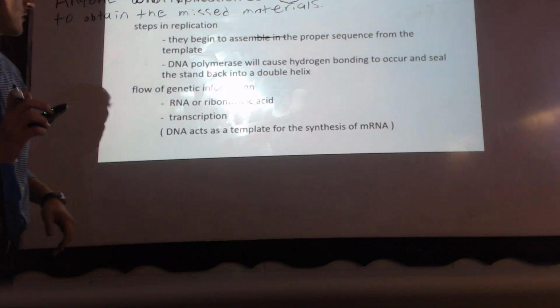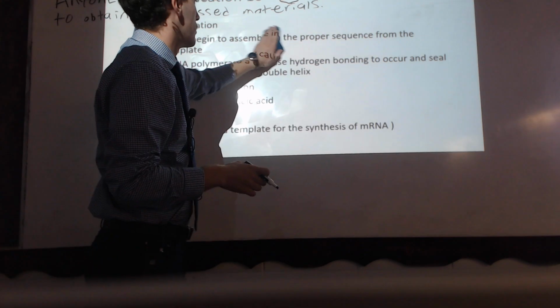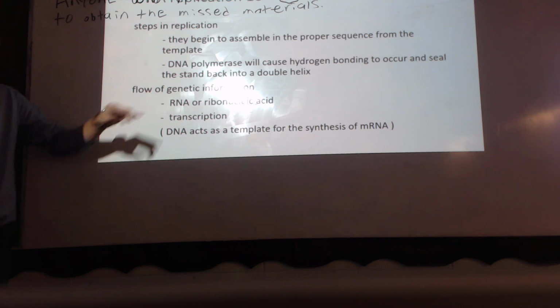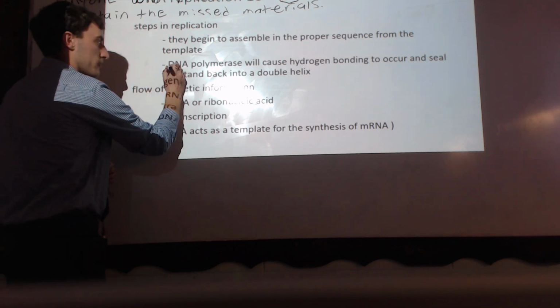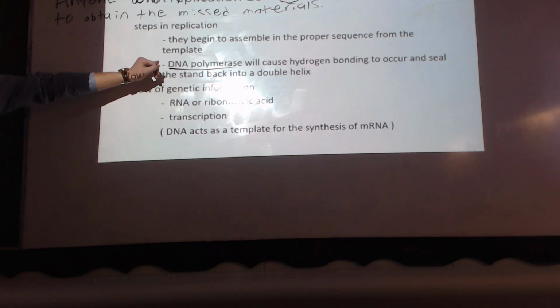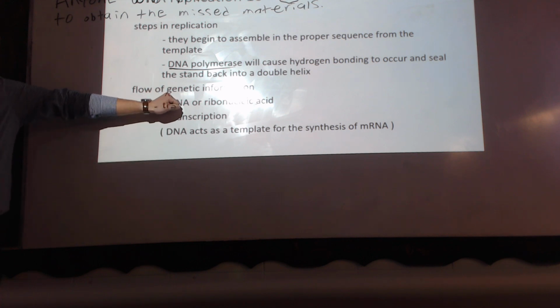Okay? And then I'm gonna show this to you in a drawing. They begin to assemble in the proper sequence from the template. DNA polymerase, remember this. The helicase is also important. So DNA polymerase will cause hydrogen bonding to occur and seal the strand back into a double helix. What did you just say? I know, right? One sec. Well, we'll come back to this. I'm going to do it in a drawing, and you're going to be like, ah, makes sense. Okay.